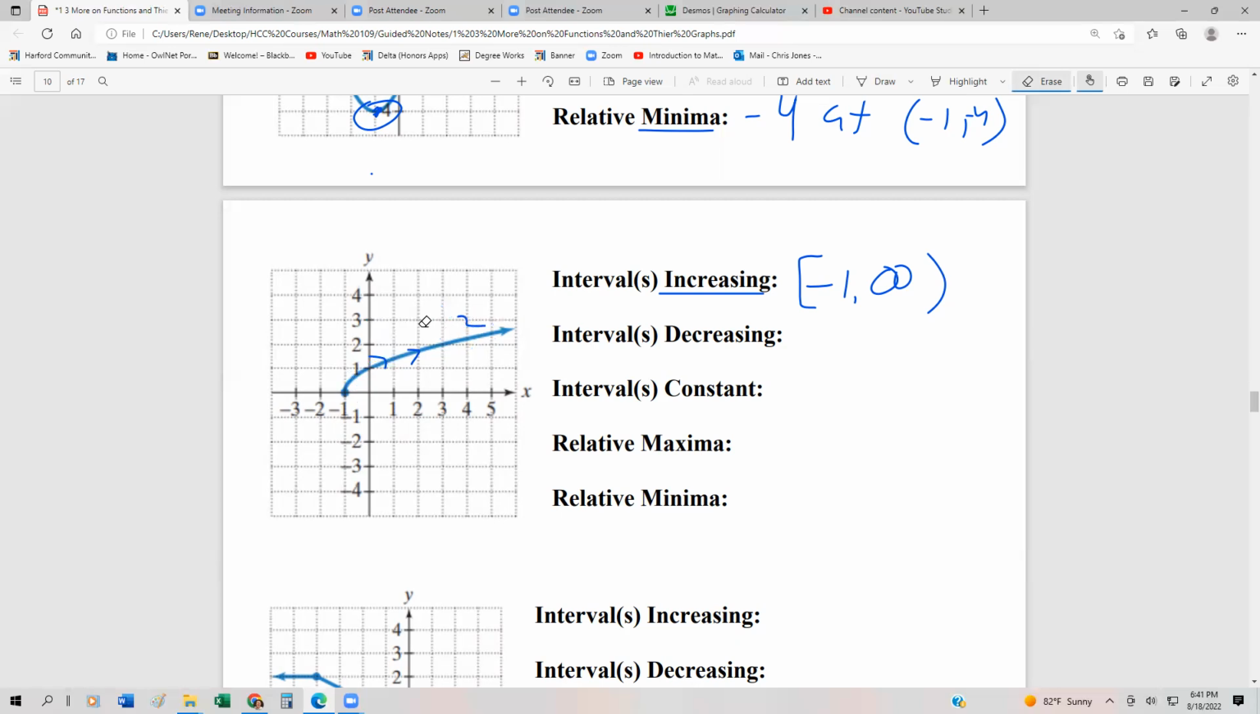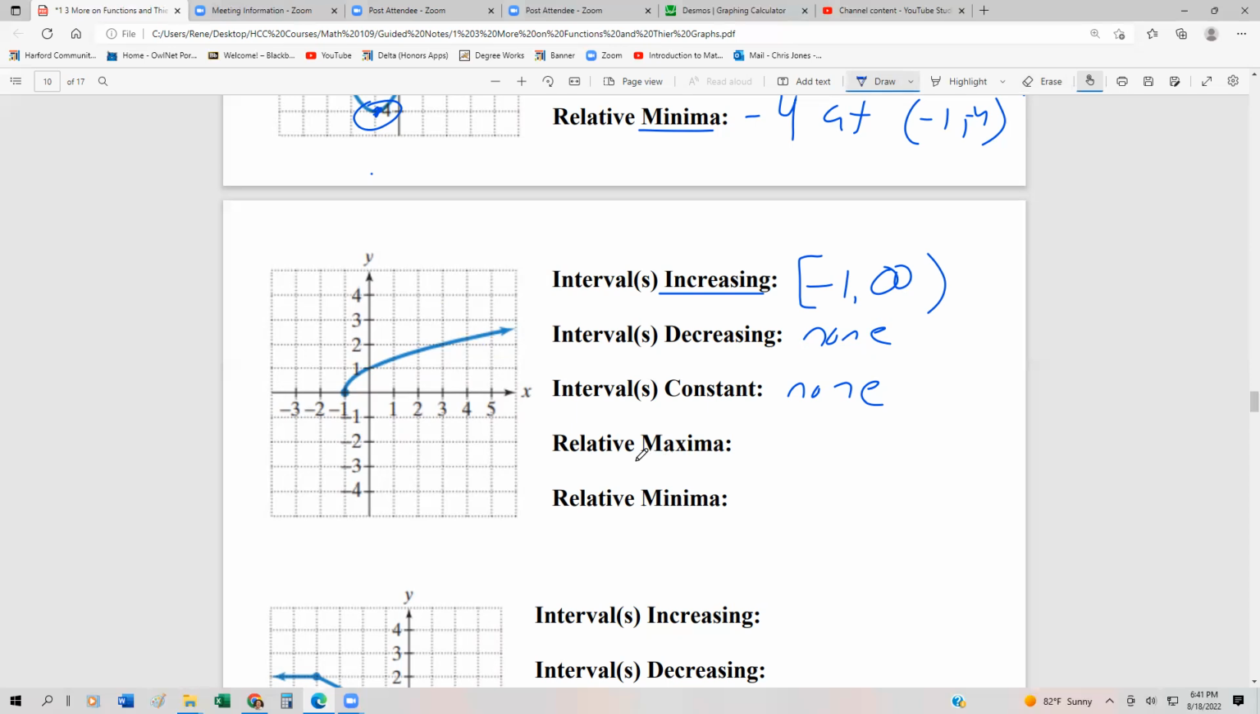Over the domain, is there anywhere where it's decreasing? Well, there's nowhere where it's doing this sort of behavior where it's going down. So that means there are no points at which it's decreasing. So we're going to say none. There are no places where it's flat. If I look here, it's not flat, it's not flat, it's not flat. So there are no intervals where it's constant.